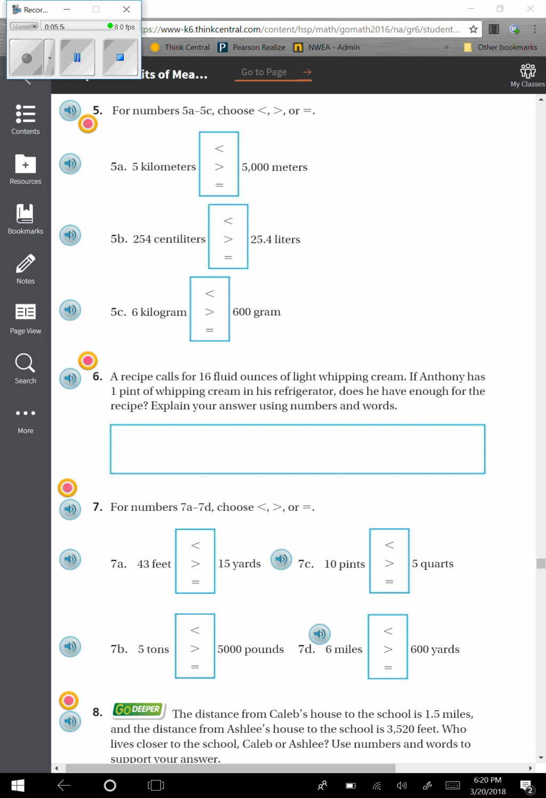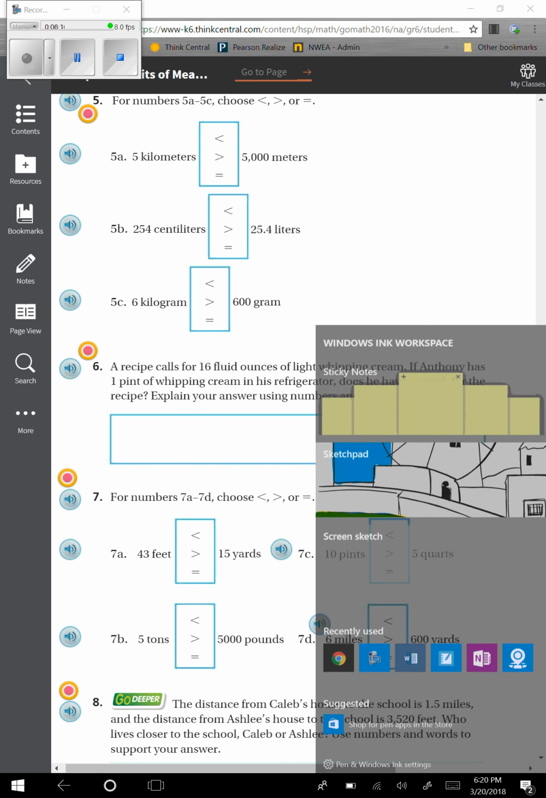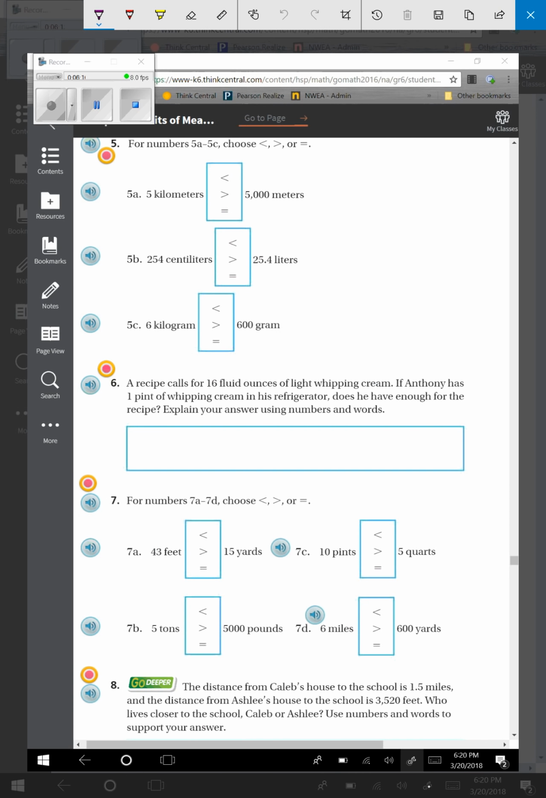For numbers 5a through 5c, choose less than, greater than, or equals to. Okay, so for number 5a, 5 kilometers, 5,000 meters. So oops, I forgot. Screen sketch. So 1 kilometer, we know equals 1,000 meters. So 5 times 1,000, because 5 kilometers, to turn them into meters, is going to equal 5,000 meters. So those are equal to. 5b.